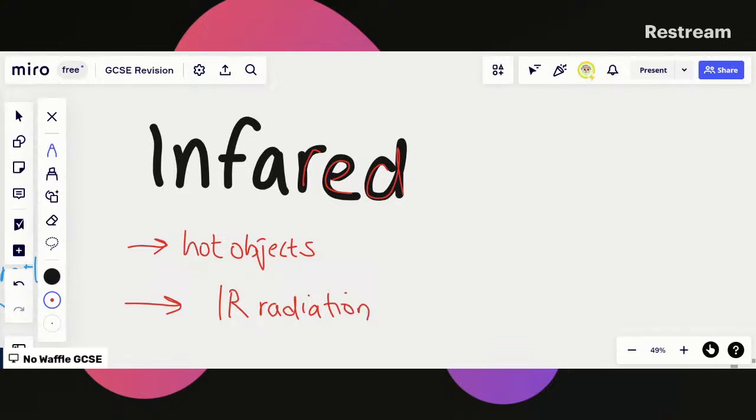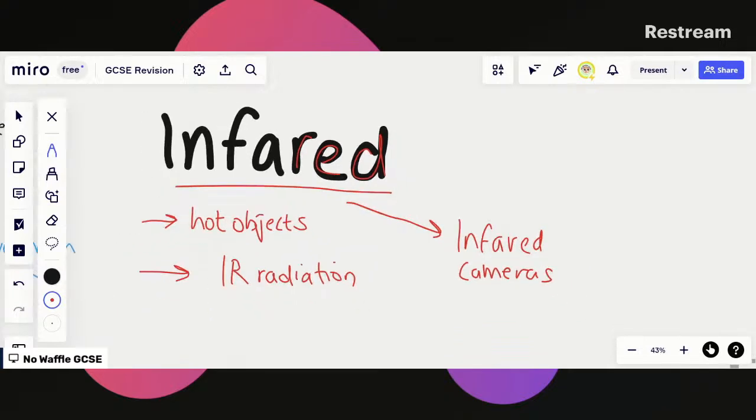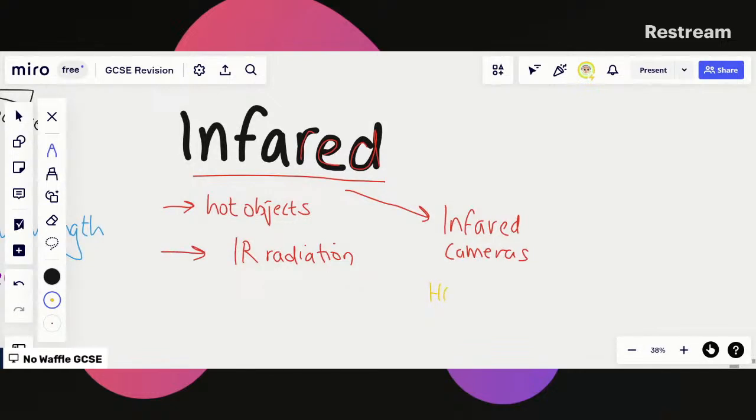Now, infrared cameras use infrared radiation. And what they do is they detect the infrared radiation and monitor the temperature. So the camera detects the infrared radiation, turns it into an electrical signal, and then displays it on a screen as a picture. So the hotter the object is, so if there was a really hot object, then what would this do? This would cause the cameras to detect this, and then it turns this into a signal that can be found on a screen.